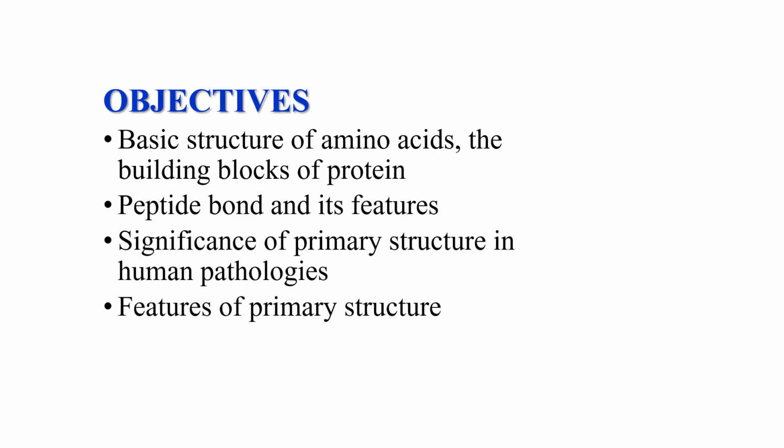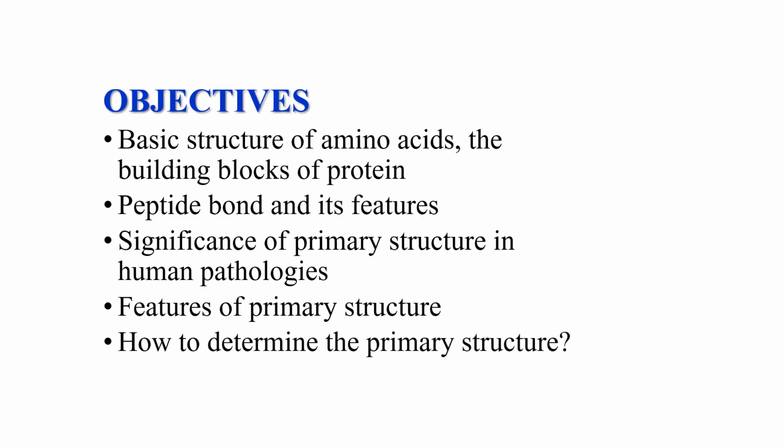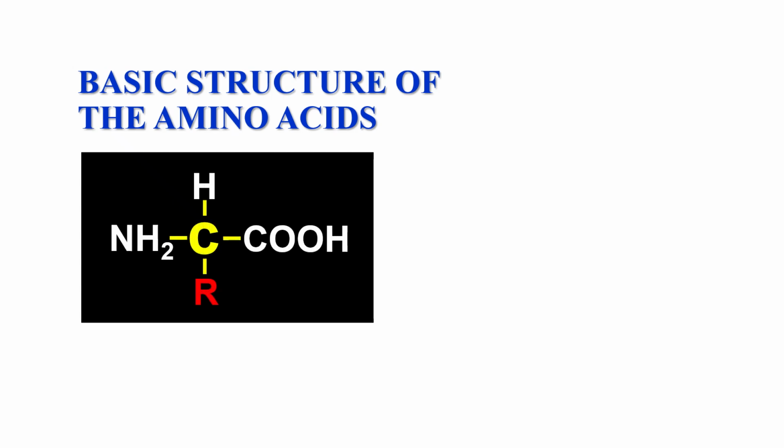Then I will discuss the significance of primary structure in learning pathogenesis of human diseases. Then the main topic, features of primary structure, and finally I will discuss how to determine the primary structure of protein. So protein is a polymer of amino acids, therefore I will present the basic structure of amino acid.